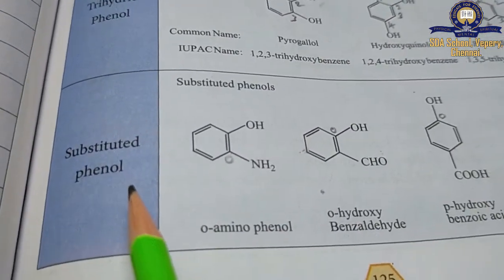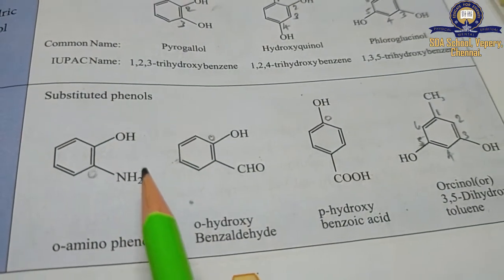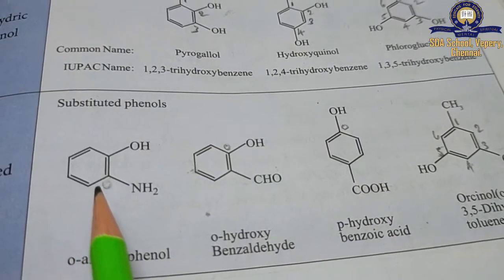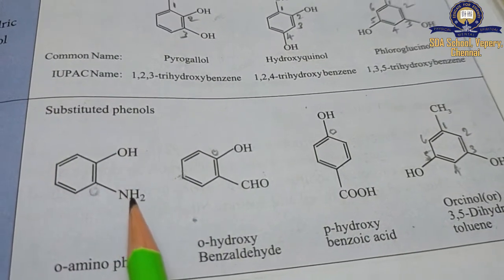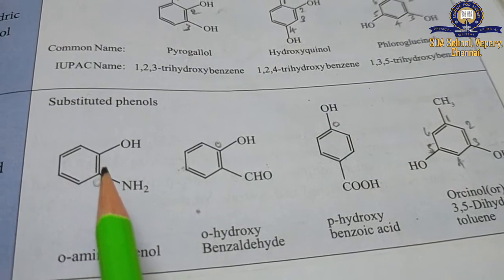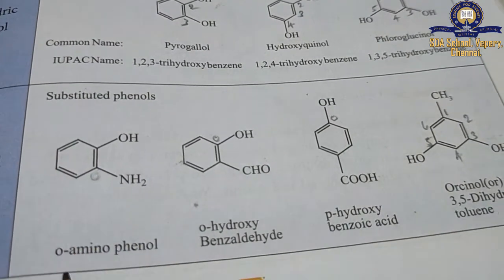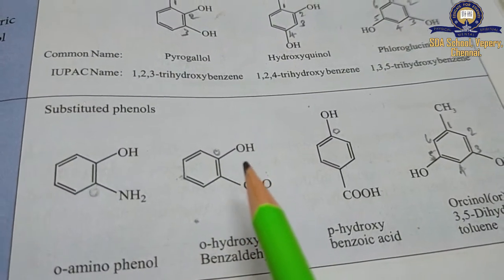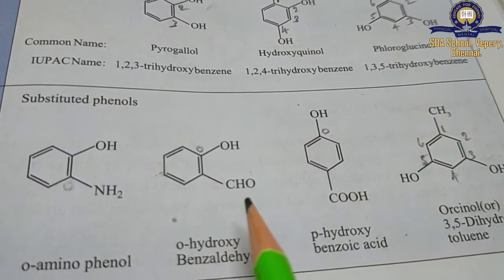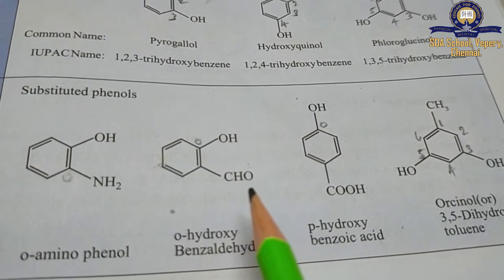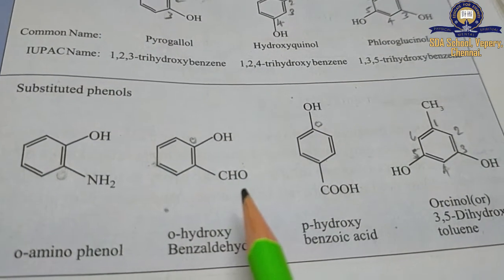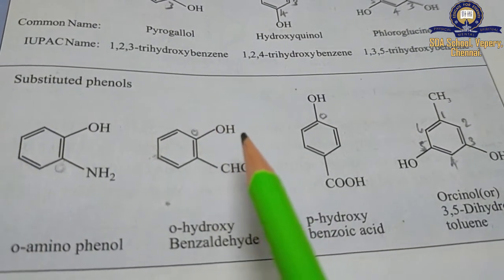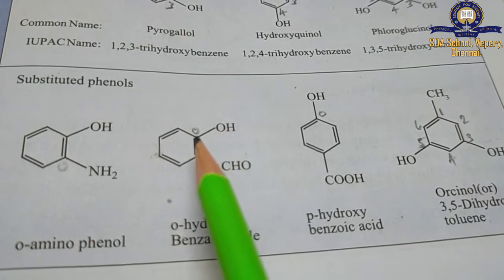The last one, substituted phenol. Here, other than the OH group, other substituents are present on the benzene ring with respect to the OH group. Here the amine group position is considered as the second position or ortho position. So ortho-aminophenol. The second example has an aldehyde group along with the OH group. The aldehyde group takes priority over the OH group, so here the OH group is considered as a substituent. So that is called the ortho position.